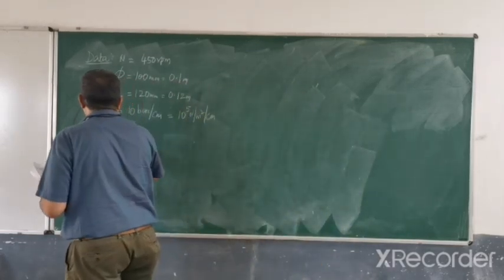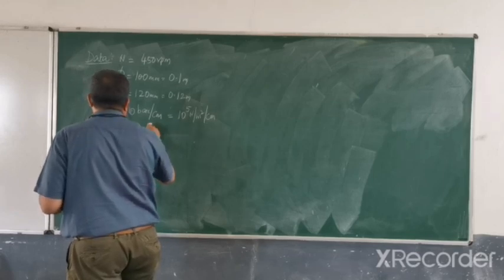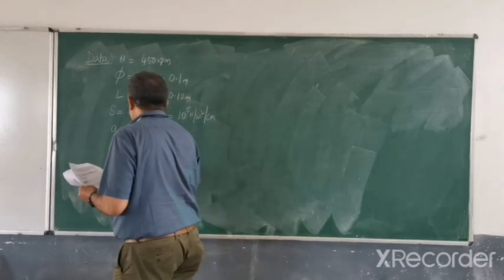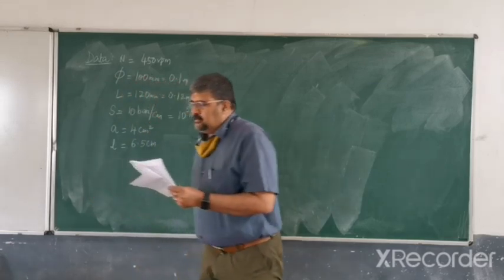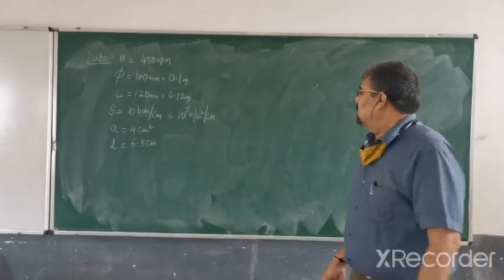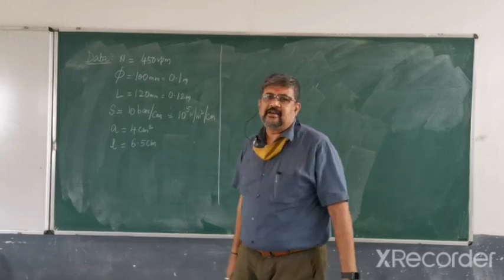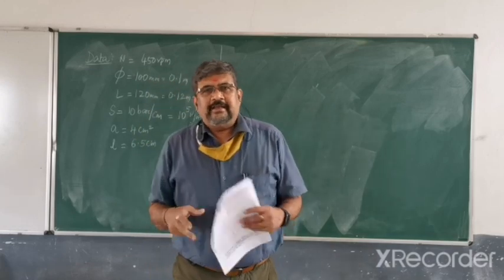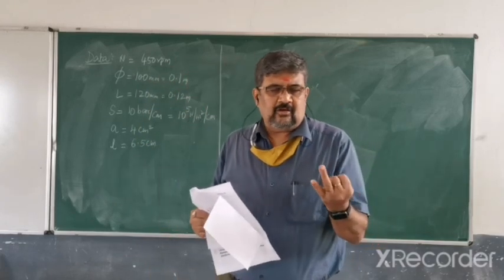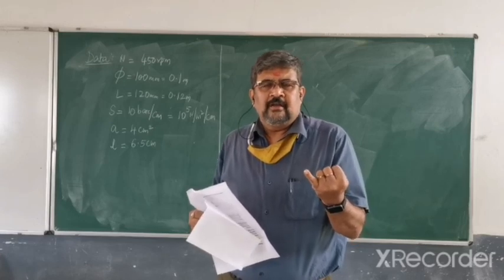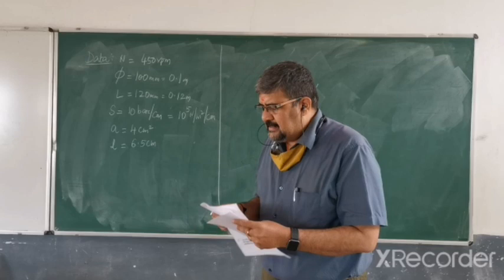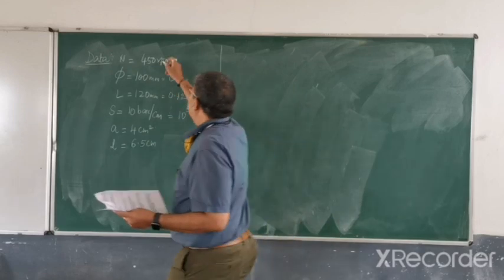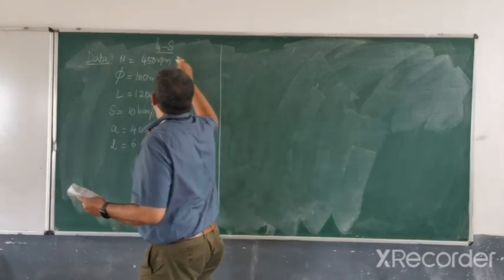The area of the indicator diagram, this A, is given as 4 centimeter square. Base length of the indicator diagram is given as 6.5 centimeter. Now using these, we need to find out the indicated power. If you just close your eyes and recollect, to find out indicated power, what values are needed? I need the mean effective pressure, the stroke length, the cross-sectional area, and the engine speed, engine RPM. These are the 4 important values which I need. And since it is a 4-stroke engine, I will just consider it as a single cylinder 4-stroke engine. It is not mentioned, so I will just write it as a 4-stroke.